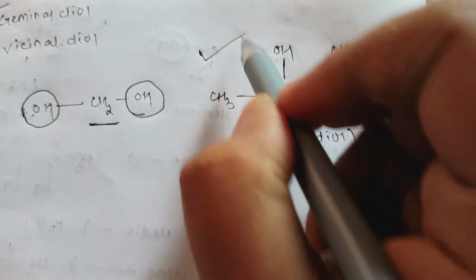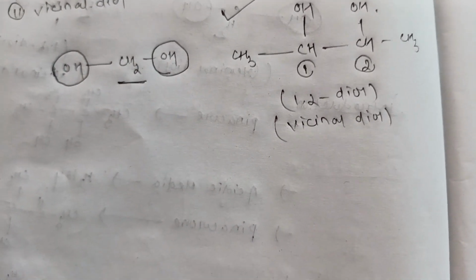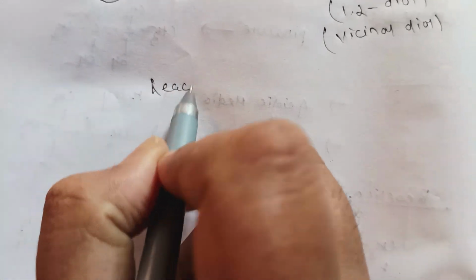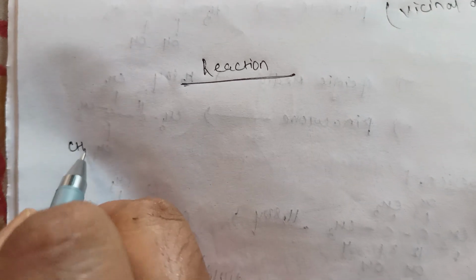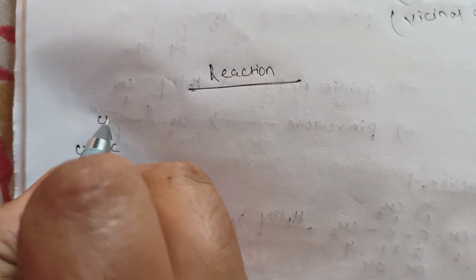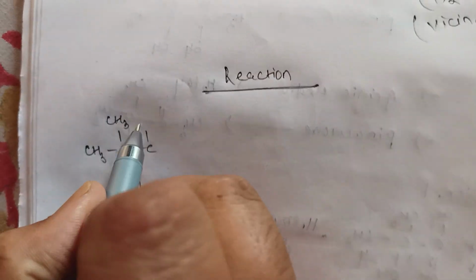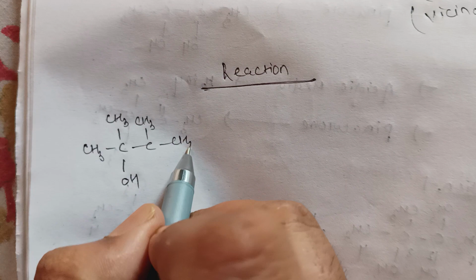So now coming to the pinacolone rearrangement reaction, because in this reaction we will use vicinal diol, it is important to know what is vicinal diol and what is geminal diol. So here is the reaction introduction part. In this reaction we take one starting material, that is called pinacole. The structure of pinacole is like this: CH3, C, OH, bond C, CH3, CH3, OH.